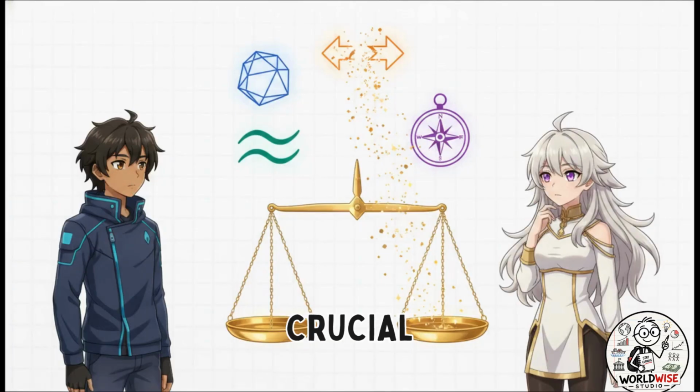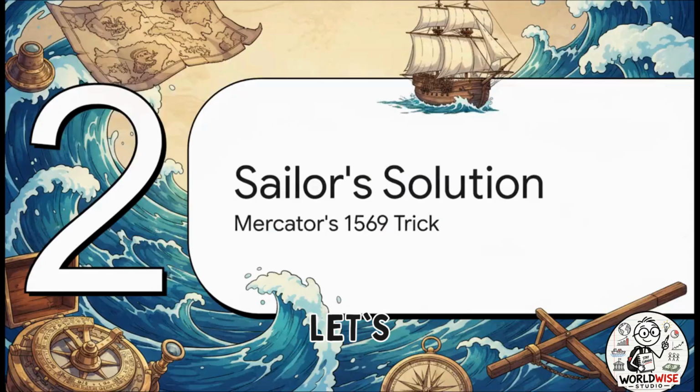So the absolutely crucial point here is that every single flat map in existence has to sacrifice at least one of these four elements: shapes, sizes, distances, or directions. You simply cannot keep them all. The math literally won't allow it, which means the real question you should be asking isn't which map is entirely true. Instead, we've got to ask, which lie did this map choose to tell, and why did it choose it? Let's look at one of the most famous choices.